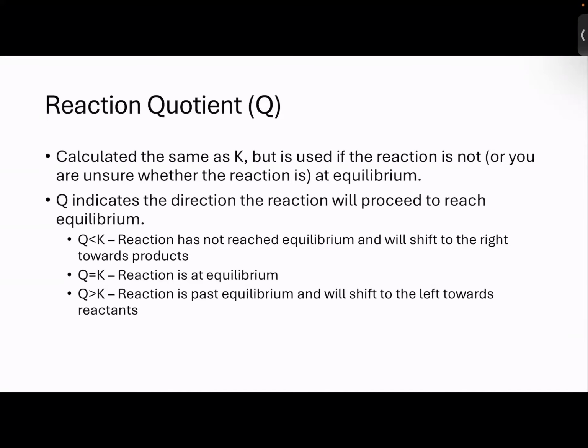So again, the difference between K and Q, K means it's at equilibrium. Q means that there's a question mark as to whether it's at equilibrium, and it describes which direction the reaction is going to proceed. Otherwise, you're calculating Q and K the exact same way. You're developing their expressions the exact same way. Meaning it is the multiplication of the products raised to their coefficient, divided by the multiplication of the reactants raised to their coefficient.